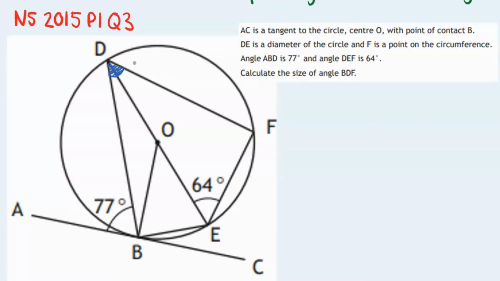There we go. Alright, so let's have a go at this question. So typically you'll start off with the tangent, okay, because we know that the tangent hits the circle at a 90-degree angle.